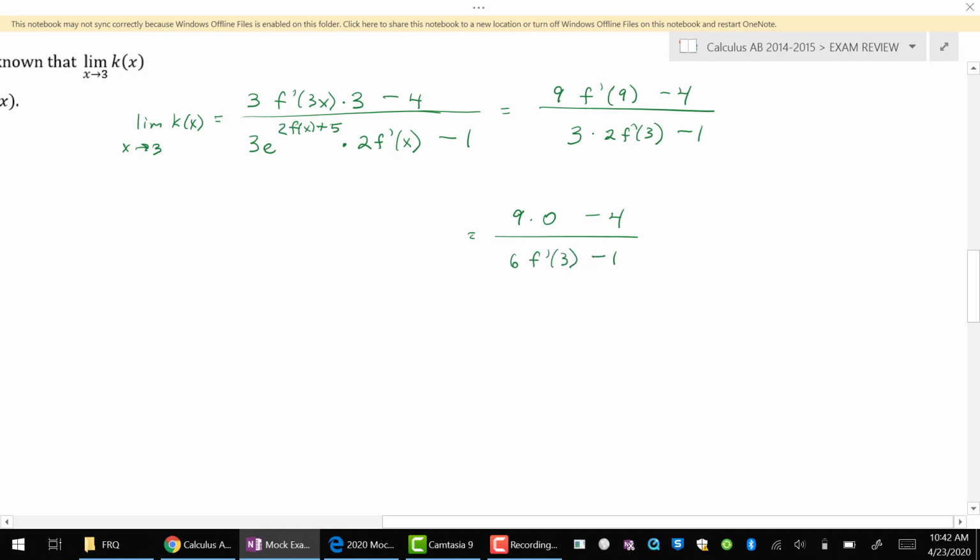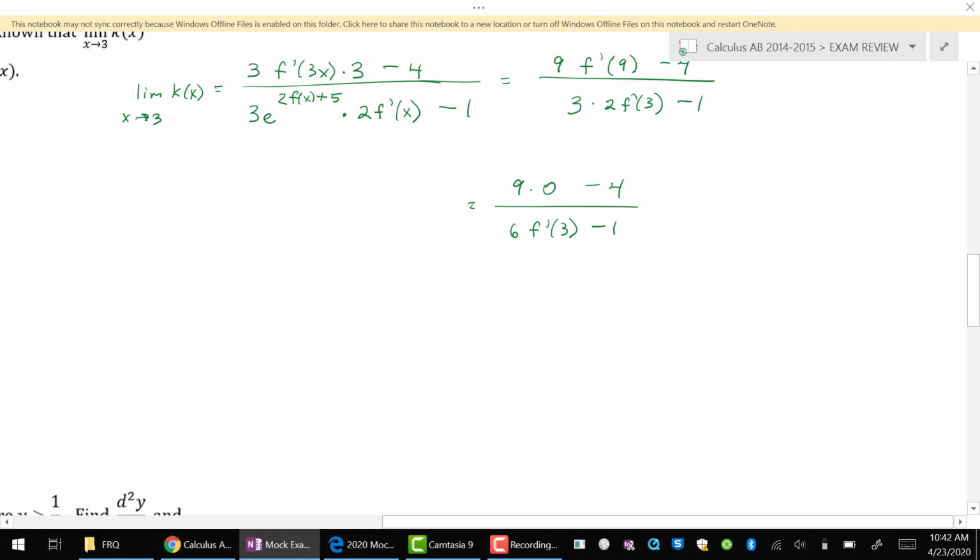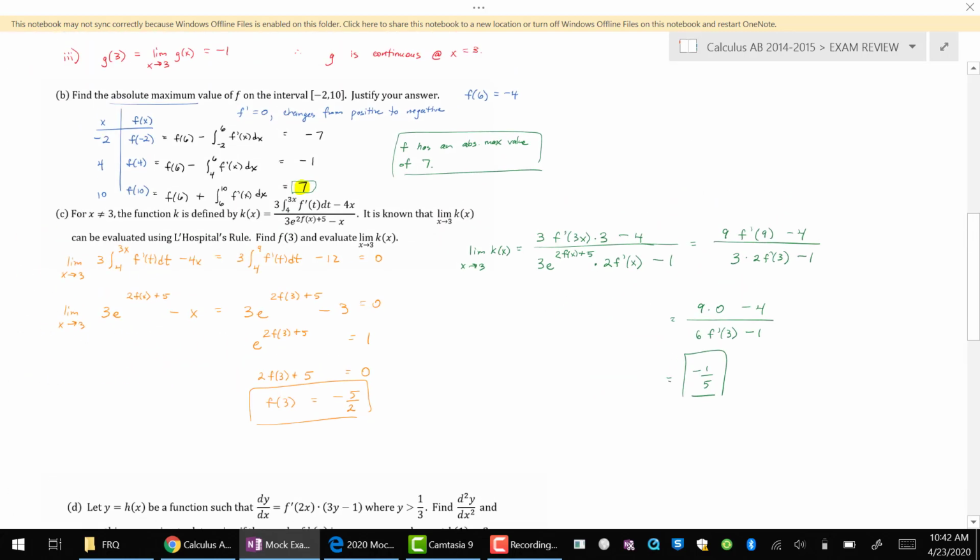Check the slope of f, or check the value of f prime, I should say, at 3. I believe it's 3.5. So when we're all finished, I'll have a negative 4 in the numerator, divided by 20, for a limit of negative 1/5. That's a very challenging problem involving L'Hopital's rule. So there's f of 3, negative 5/2, and then the limit as x approaches 3 of k of x, negative 1/5.